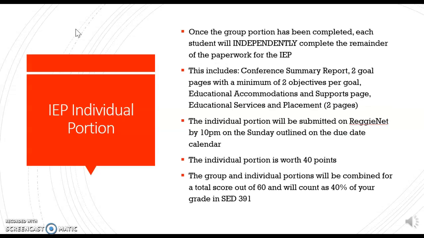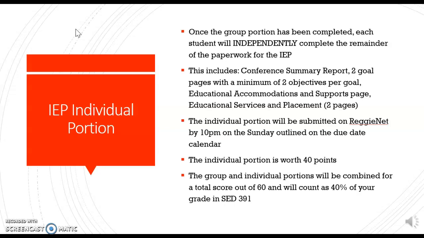The next portion of the IEP project is the IEP individual portion. Once the group portion has been completed, each student will independently complete the remainder of the paperwork for the IEP. This includes the conference summary report, 2 goal pages with a minimum of 2 objectives per goal, the educational accommodations and supports page, and the educational services and placement pages.